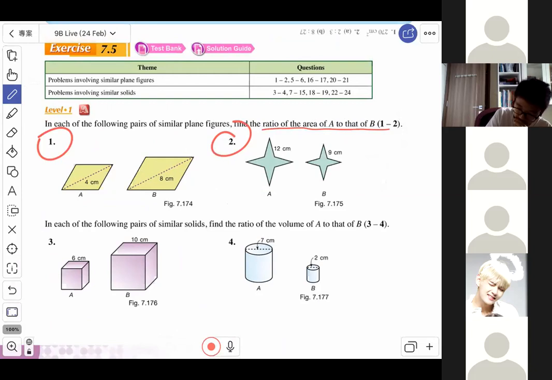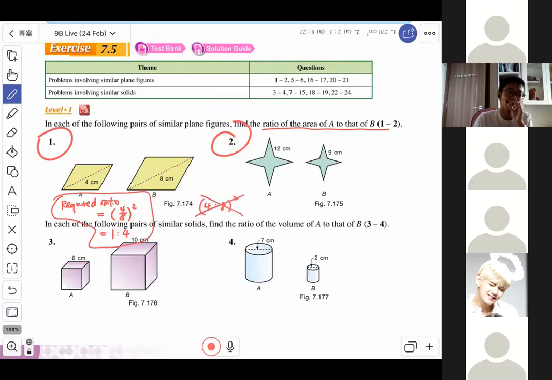How do we present our answer? We can just write required ratio equals (4 over 8) square, which gives 1 to 4. Finish. This is all we need to write for number 1. There is only one thing I want you to avoid: if you write 4 to 8 and then square, conventionally this is not accepted. We should not write ratio square. We should write fraction square, and then the final answer would be in ratio form.